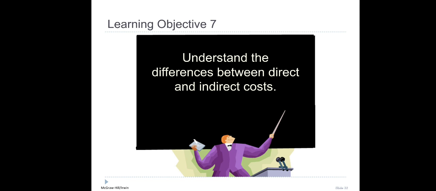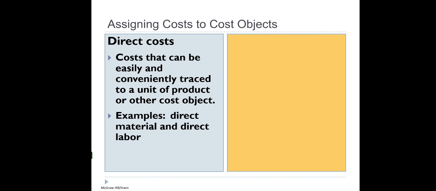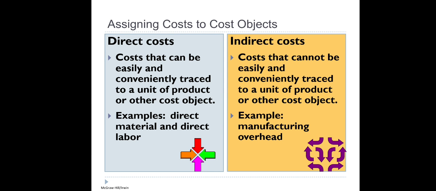Okay, this one is another category of cost. Cost also can be categorized into direct cost and indirect cost. You can see the definition here. Let's see the gray box first. Direct costs are costs that can be easily and conveniently traced to a product or other cost object. The examples are direct material and direct labor. Very, very easy. If somebody says direct cost, you have to know direct costs are costs that can be traced directly to a product.